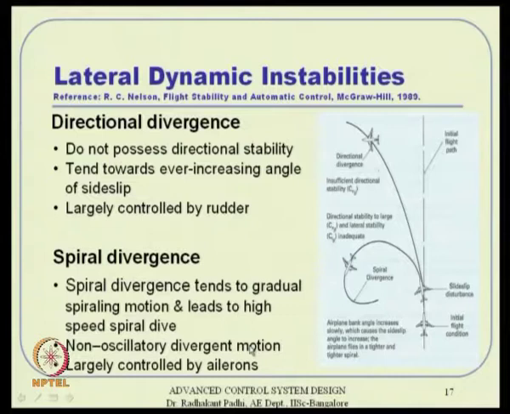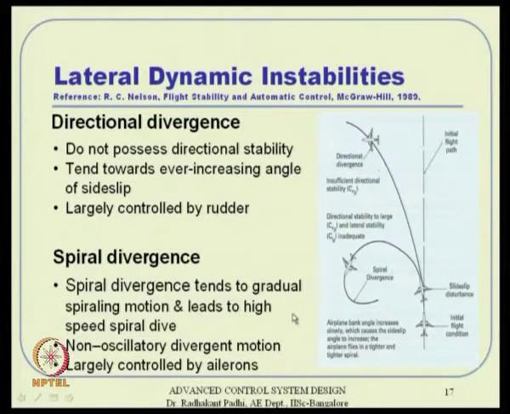So, the ailerons' moment is with respect to the x axis moment of inertia. The moment of inertia about the x axis is small because the mass distribution along the x axis is typically small. I mean, the distance of the mass distribution from the x axis is typically small, and hence I x is typically small. That is why these ailerons will have a larger impact on the aircraft.